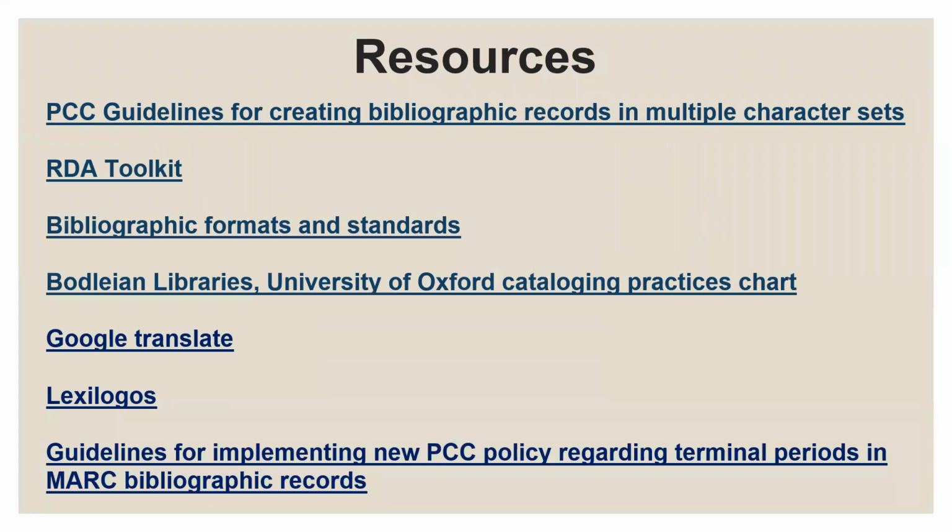So these are the sources that I used. The PCC Guidelines for creating bibliographic records in multiple character sets was really a valuable tool. The fourth one down is the Bodleian Library, that I got that chart from them. And yeah, the RDA Toolkit was very helpful as well.